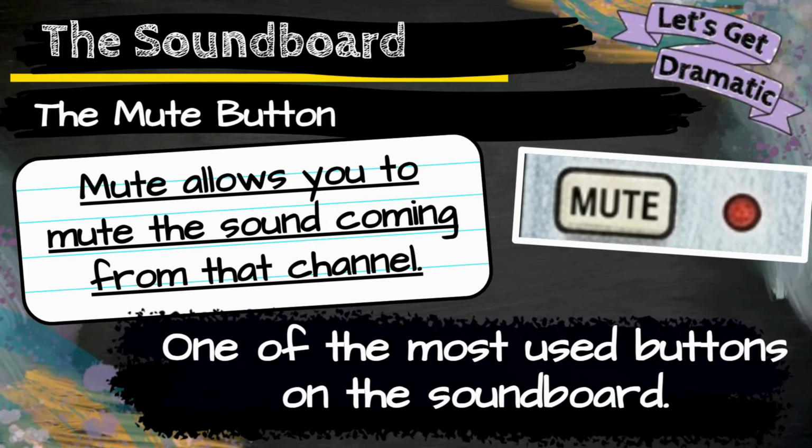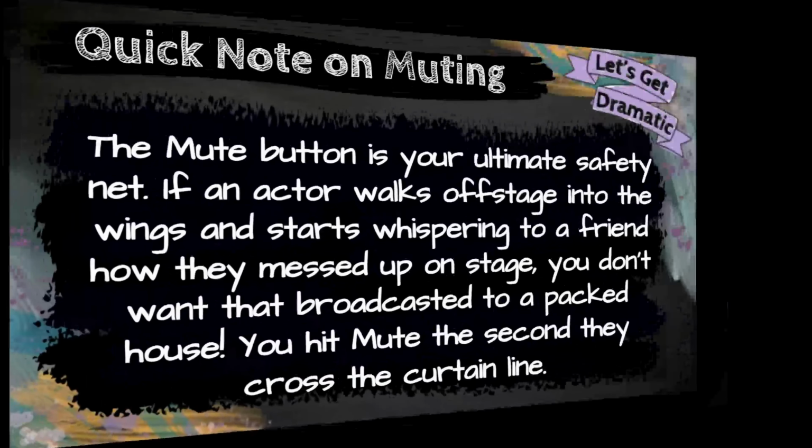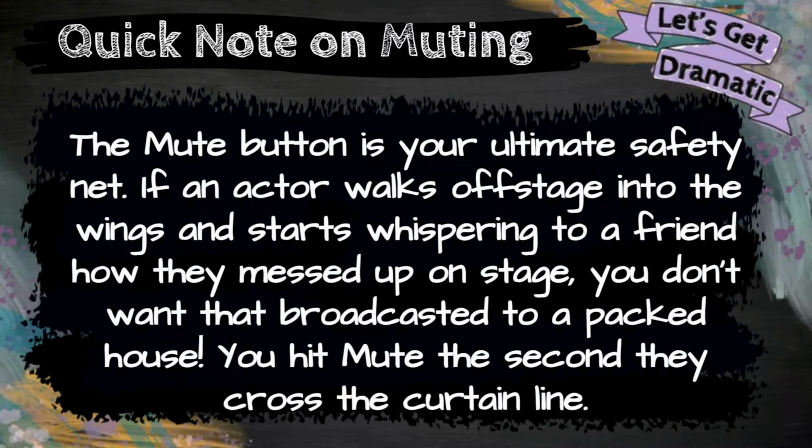The mute button. Mute allows you to mute the sound coming from that channel. One of the most used buttons on the soundboard. The mute button is your ultimate safety net. If an actor walks off stage into the wings and starts whispering to a friend on how they've messed up on stage, you don't want that broadcasted to a packed house. You hit the mute button the second they cross the curtain line.